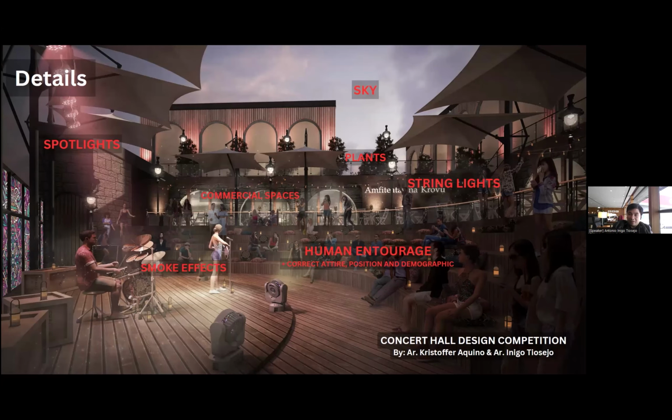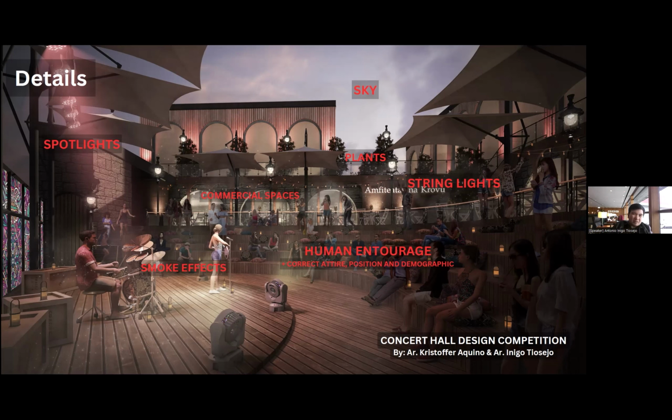And then the human entourage here, the way to make it realistic is to use the correct attire. So this is a summer setting, then people should not be wearing jackets. And then the positioning, look at where everyone's facing. They're facing the singer or the performer. And then the demographic. So this one was set in Bosnia, so generally the people are white. Pero if we're doing a Philippine setting, let's try to use Filipinos as our human entourage.